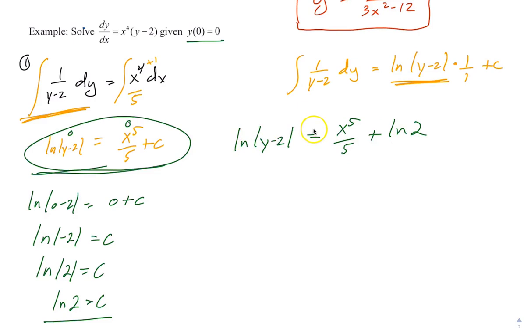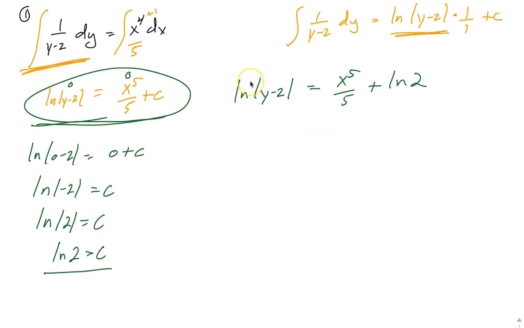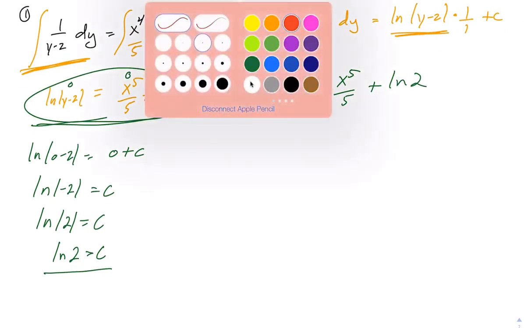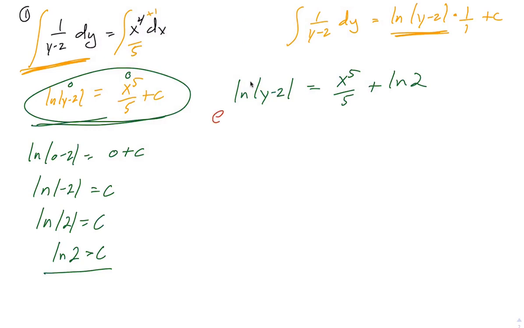Now this one's going to be a little more work because I have this natural log here. So first thing to do is get rid of the natural log. So remember how to do that? We take the e of both sides. So on this side, e to the natural log would cancel out. I get absolute value of y minus 2 equals e to all this mess.